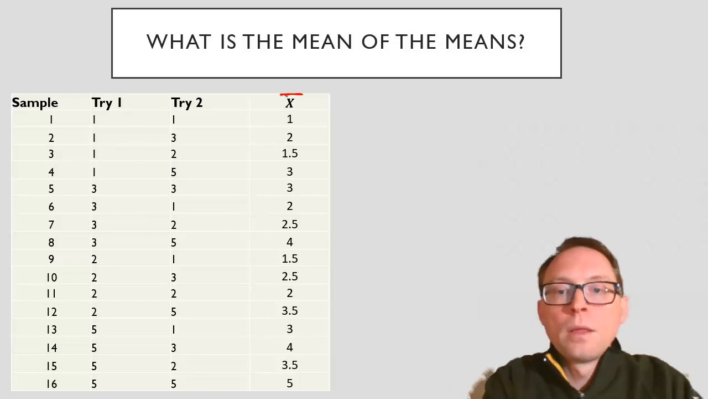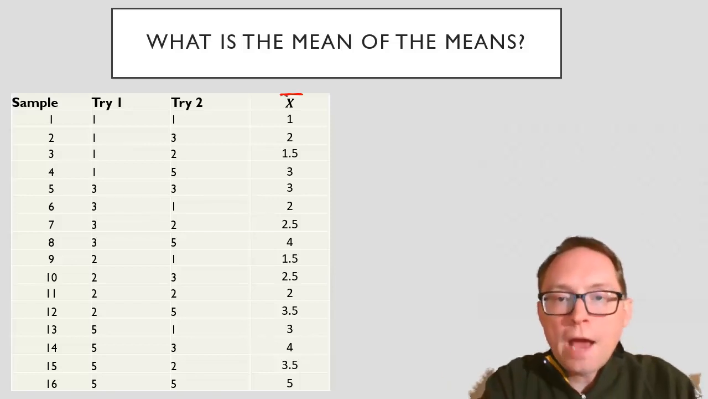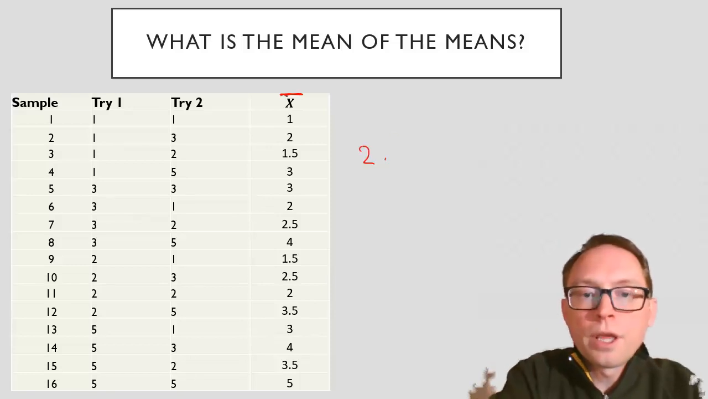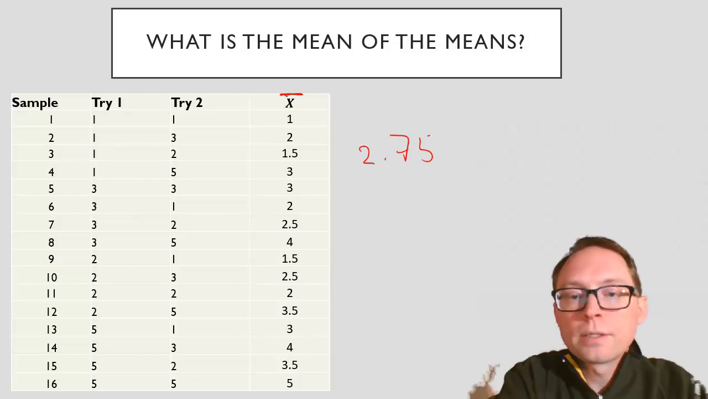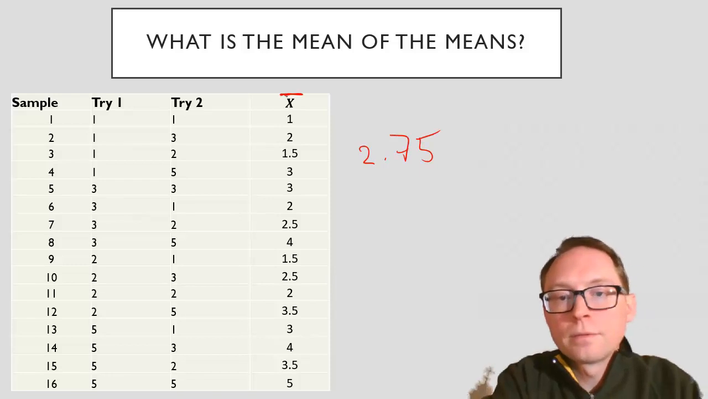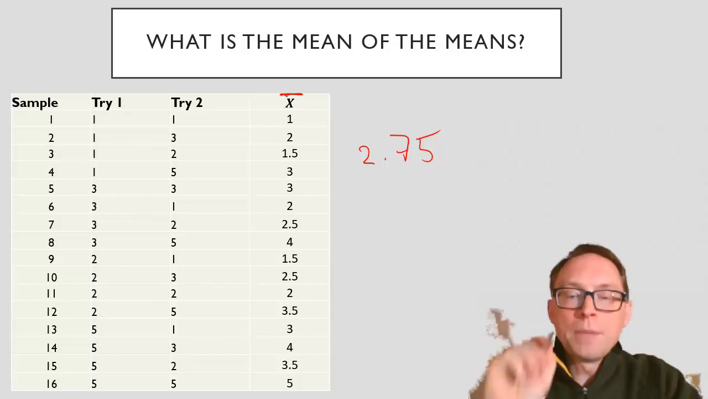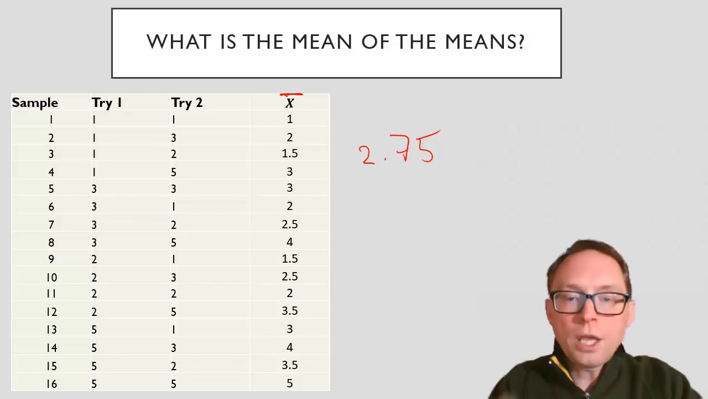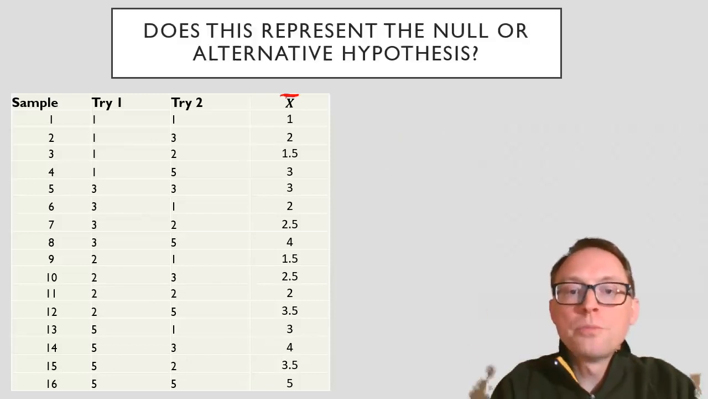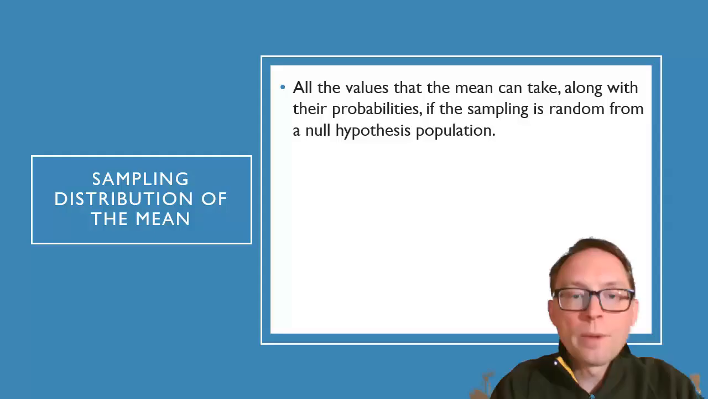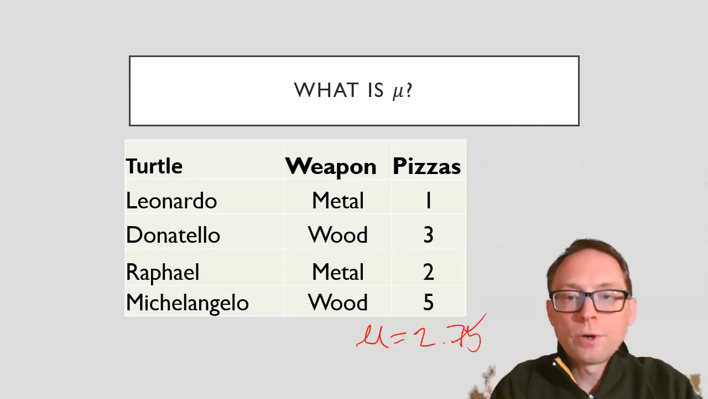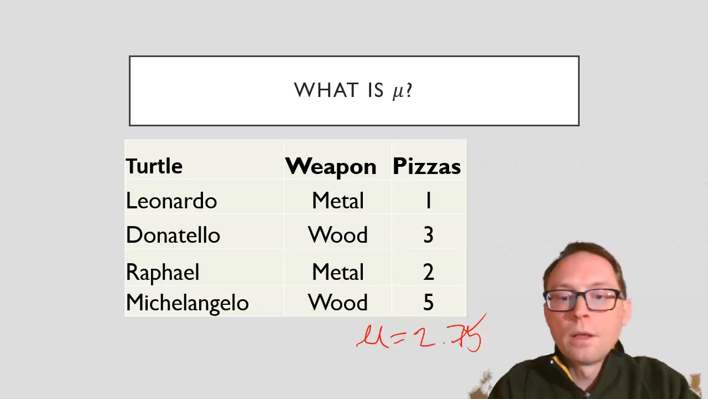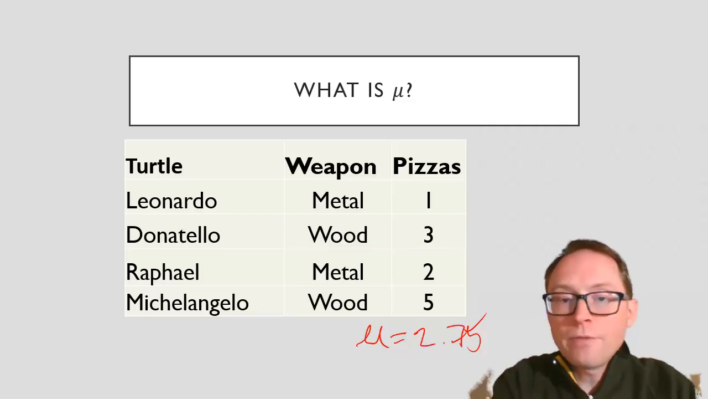If you take an average of all the means, you are going to get 2.75. The mean of means is always equal to mu. Remember, we looked at this before. Come back. There it is. Mu was 2.75, right? That's the mean for the entire population.